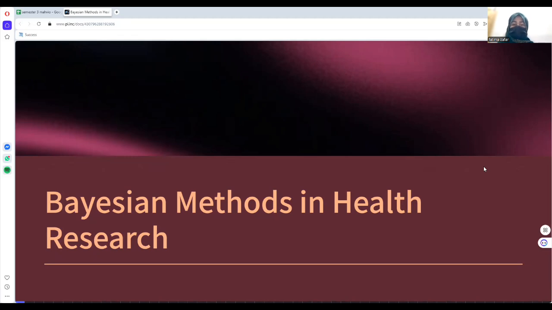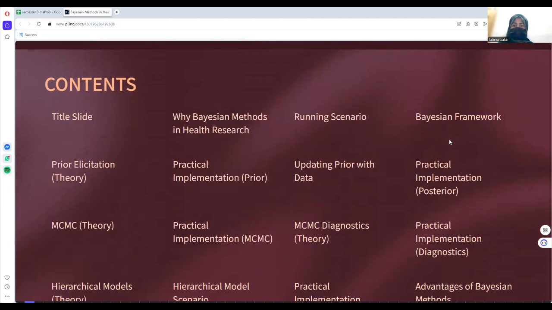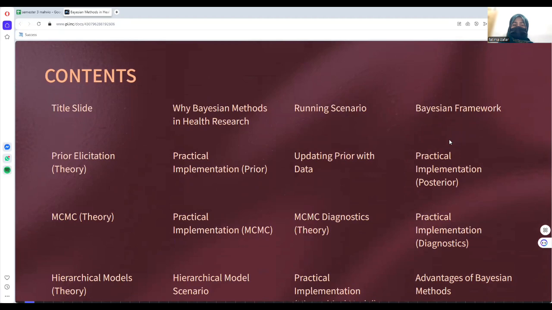So today we will start our next topic, which is about Bayesian methods in health research. First of all, let me see the contents inside it. Then we will proceed ahead. We have Bayesian methods, scenarios, Bayesian framework, practical implementation, prior elicitation, updating the prior with data, practical implementation, and all that stuff that we will proceed with further.